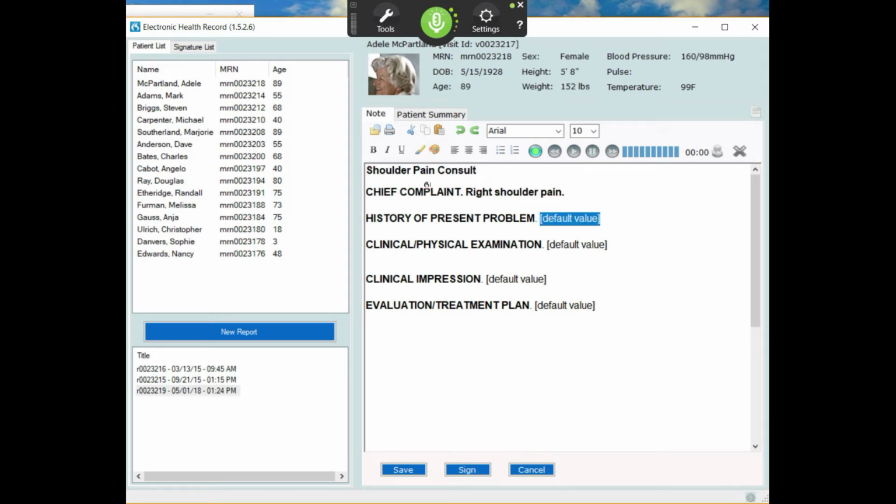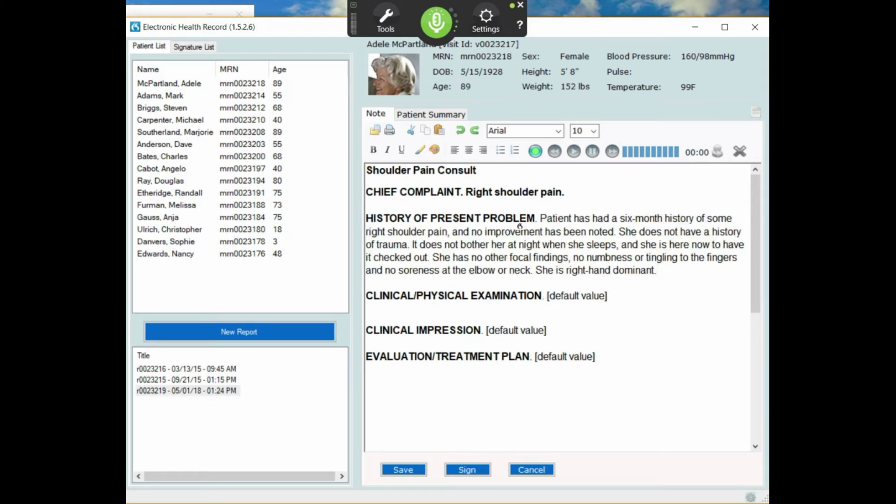Patient has had a 6-month history of some right shoulder pain, and no improvement has been noted. She does not have a history of trauma. It does not bother her at night when she sleeps, and she is here now to have it checked out. She has no other focal findings, no numbness or tingling to the fingers and no soreness of the elbow or neck. She is right hand dominant. Next field.